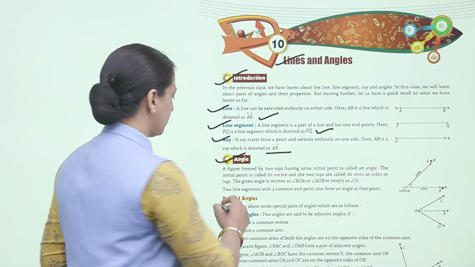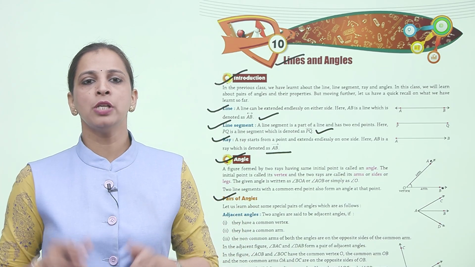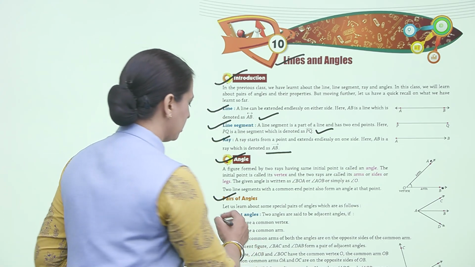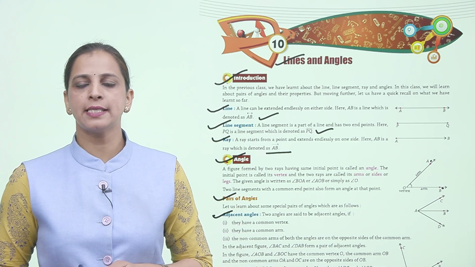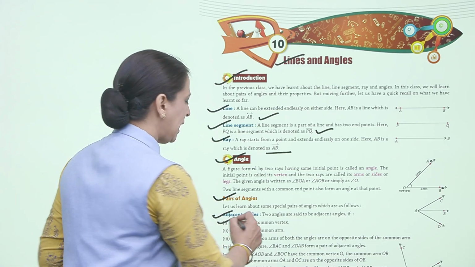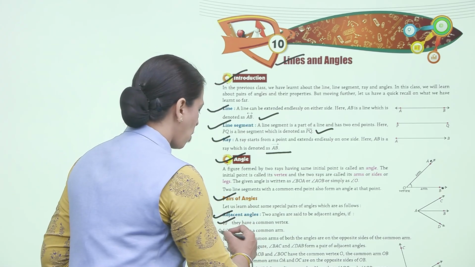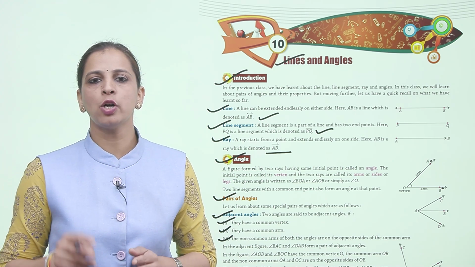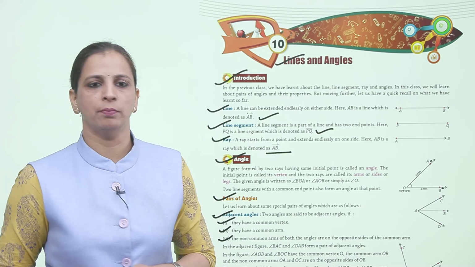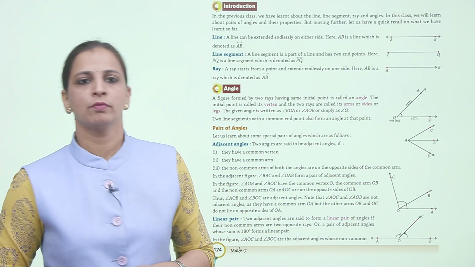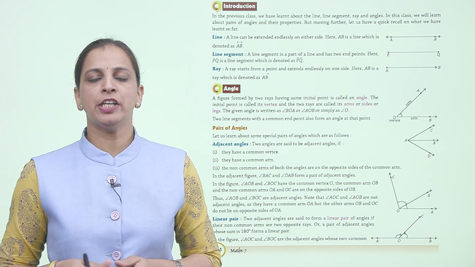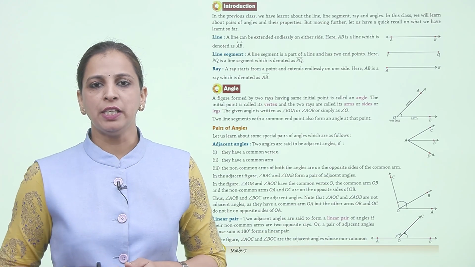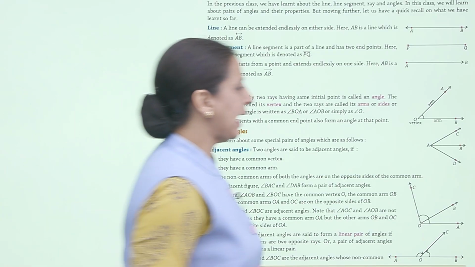Now, pairs of angles. Let us learn about some special pairs of angles which are as follows. First is adjacent angles. Two angles are said to be adjacent angles if, first, they have a common vertex, they have a common arm and the non-common arms of both the angles are on the opposite side of the common arm. In the adjacent figure, angle BAC and angle DAB form a pair of adjacent angles.